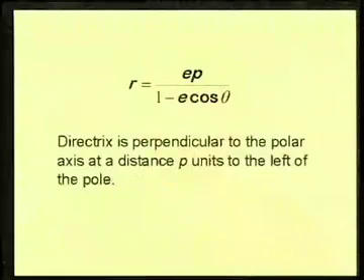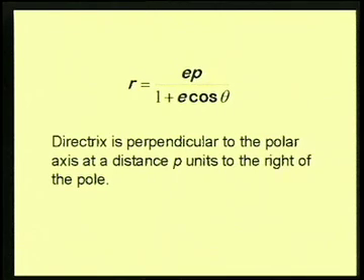We're now going to summarize the four types of conics that we can have in polar form. We have r equals e times p divided by 1 minus e cosine of theta. Recall, this is going to be a conic that has a directrix perpendicular to the polar axis, p units to the left of the pole.